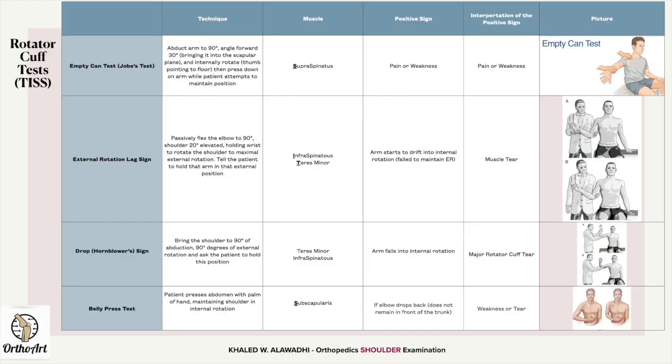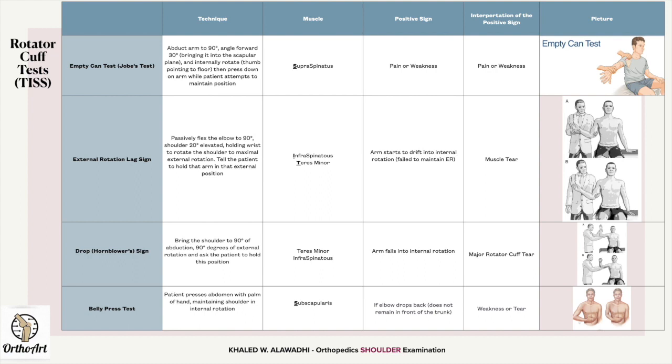Then we have the rotator cuff test. Each examination step examines a certain muscle, except the external rotation lag and the drop or hornblower sign. Both of them are almost similar steps, examining the same muscles, the infraspinatus and the teres minor.